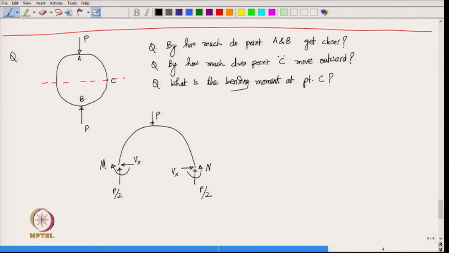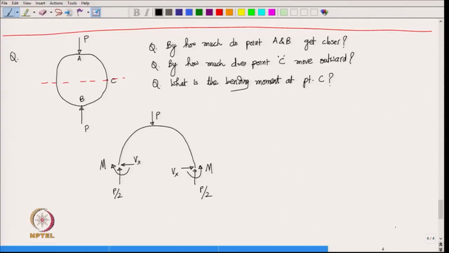So, how much is this bending moment M? If you try to find it using force balance and moment balance just using statics, you will of course not be able to find it. So, that is where the energy method comes into the picture. It is a really powerful method, and you will see its importance when we solve this problem.